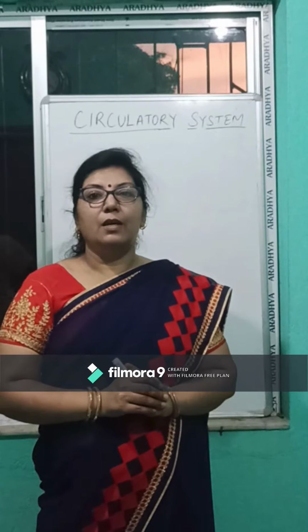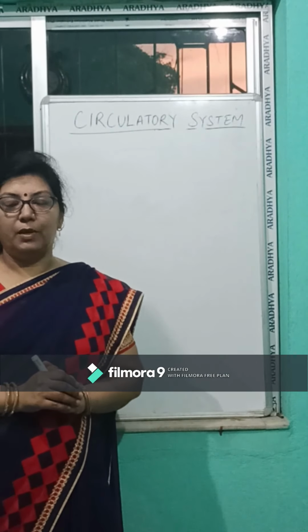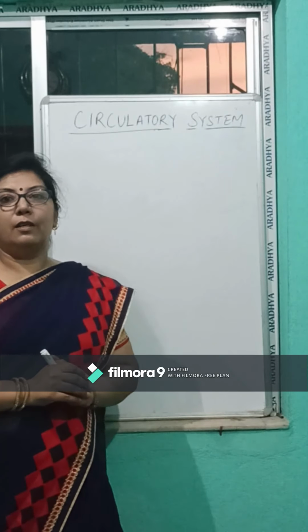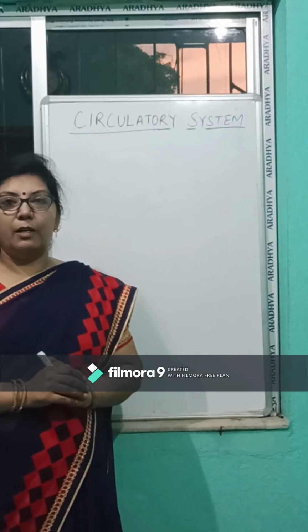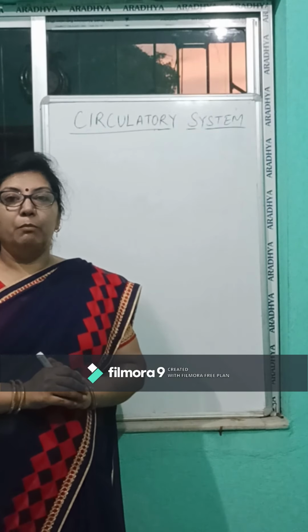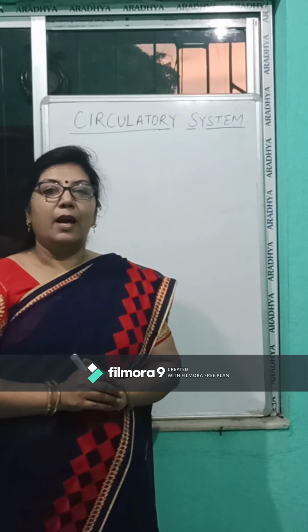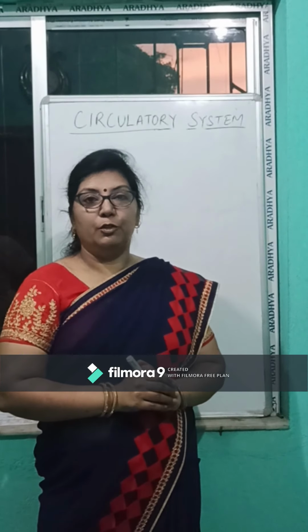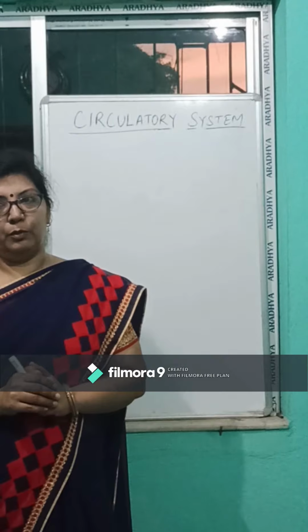Circulatory system is known as system of tubes or transport system. It distributes the digested food and oxygen to the entire body parts, and meanwhile it collects the waste products and carbon dioxide. Do you know what are the different parts of circulatory system? I'll discuss today with you.